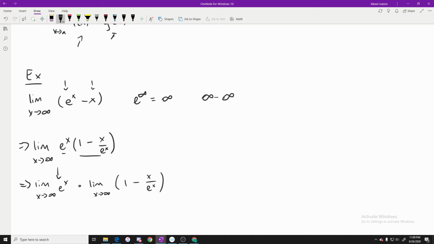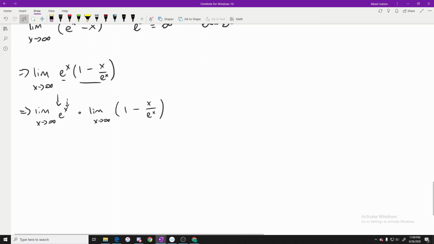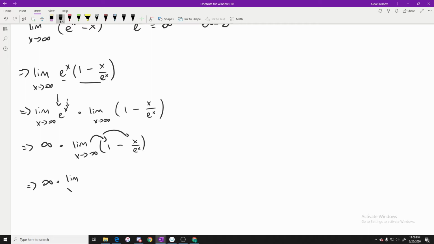It will be infinity because we can just plug in infinity to the x, and then we would end up getting e to the infinity, which is just infinitely large, so it would be infinity. So we'd get infinity times the limit as x approaches infinity of 1 minus x over e to the x. And we can simplify this limit even further by splitting it up, taking the limit first of this and then the limit of that. So I'm going to go ahead and write that.